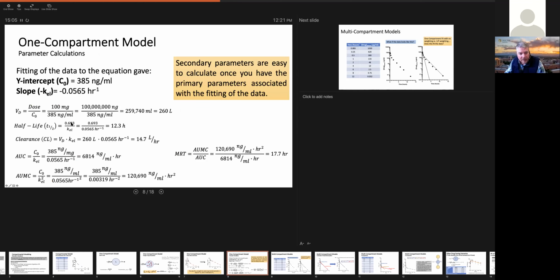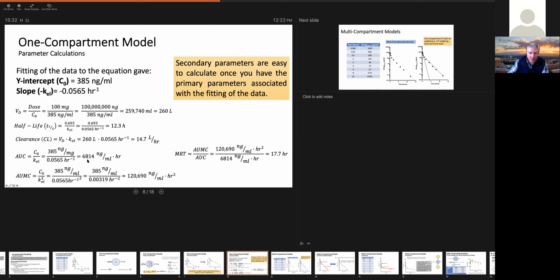Okay, half-life is 0.693 divided by KEL, 12 and a half hours. Clearance in the one compartment model is volume of distribution times KEL. We calculated this here. We have our KEL up here. Calculate that at 14.7 liters per hour. The area under the curve, now we don't have to use trapezoid. It's actually C0 divided by KEL. That comes out to be 6,814 nanograms per mil times hour.